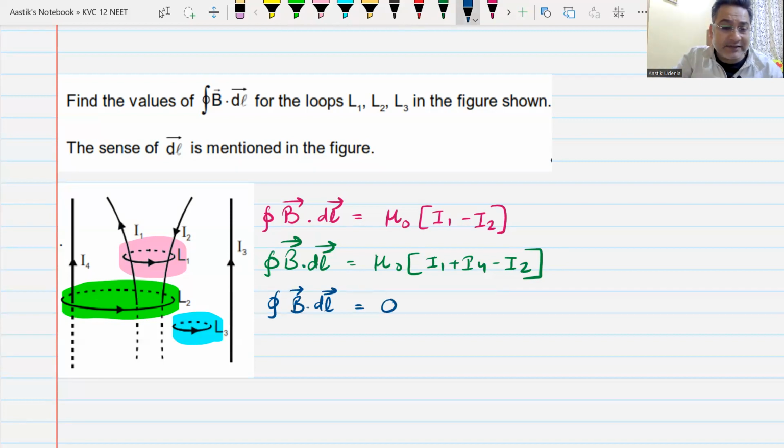Do we understand this? Yes or no? Yes, sir. This is as simple as it gets. Anyone got this answer? Yes or no? Yes, sir.